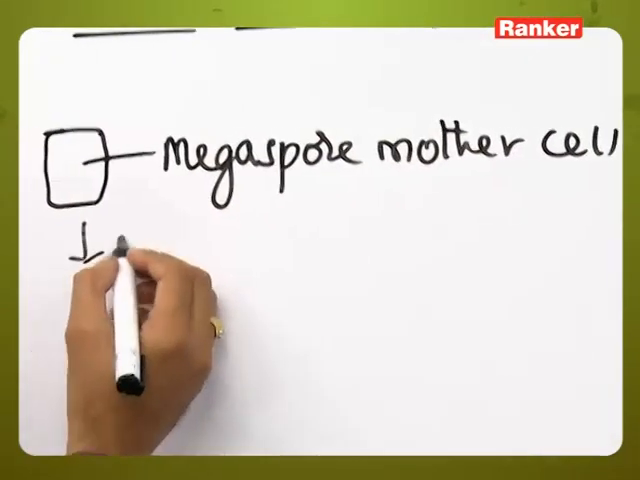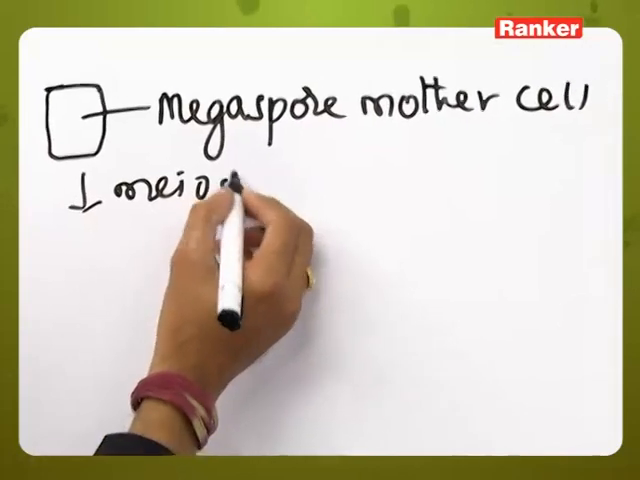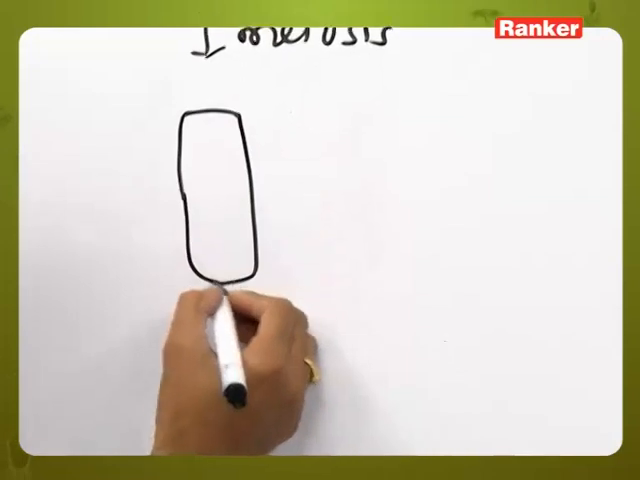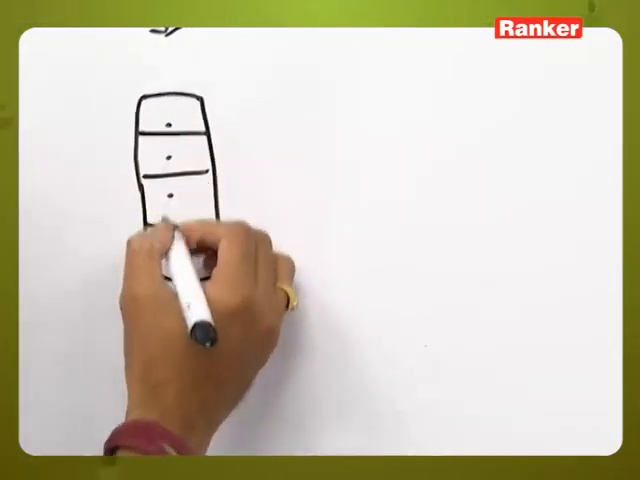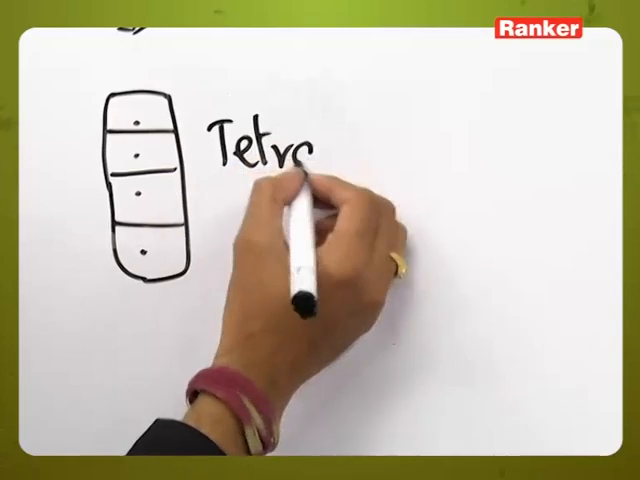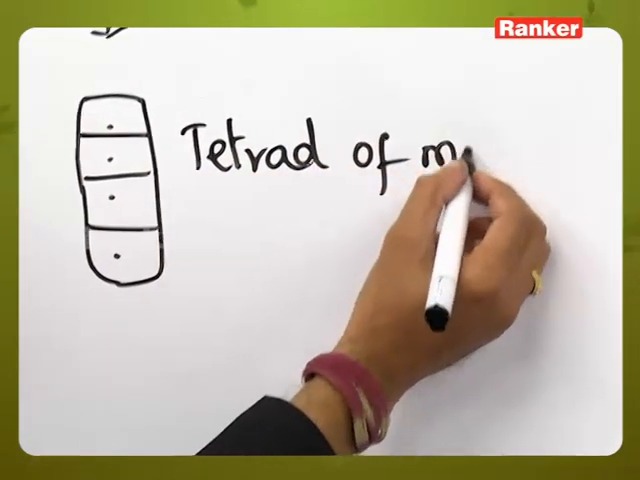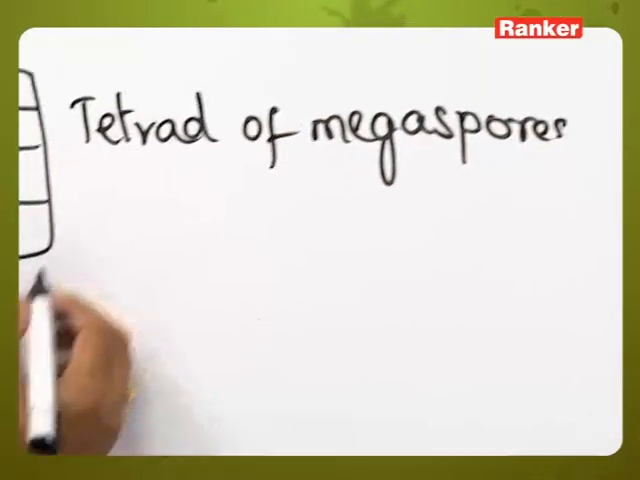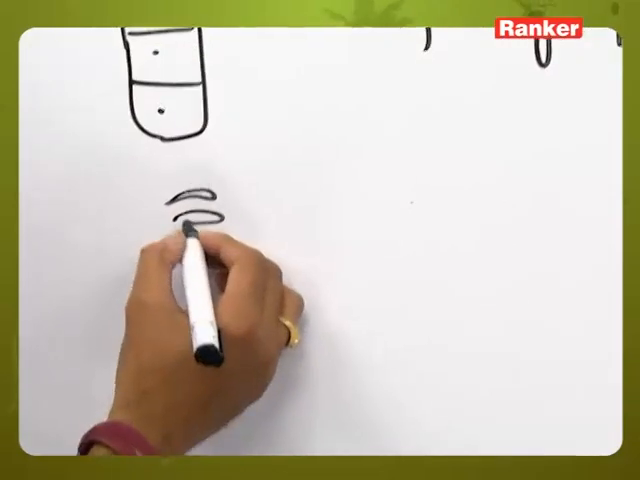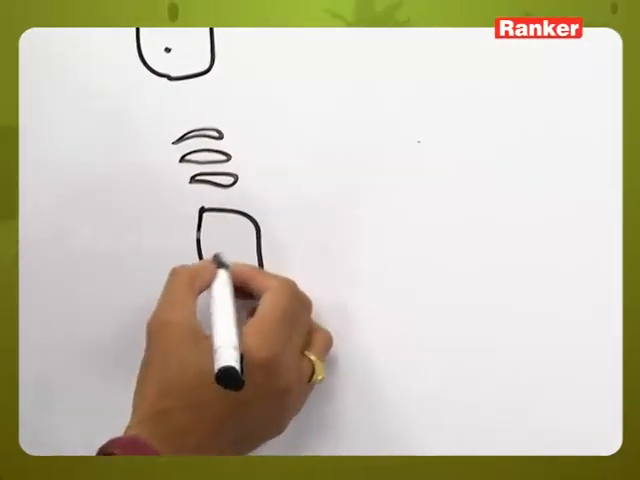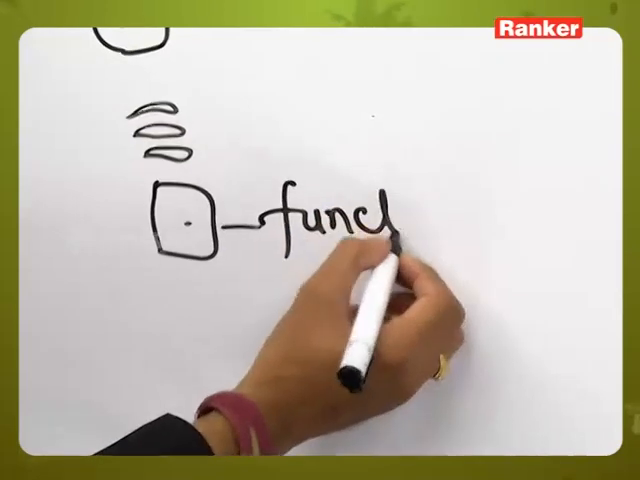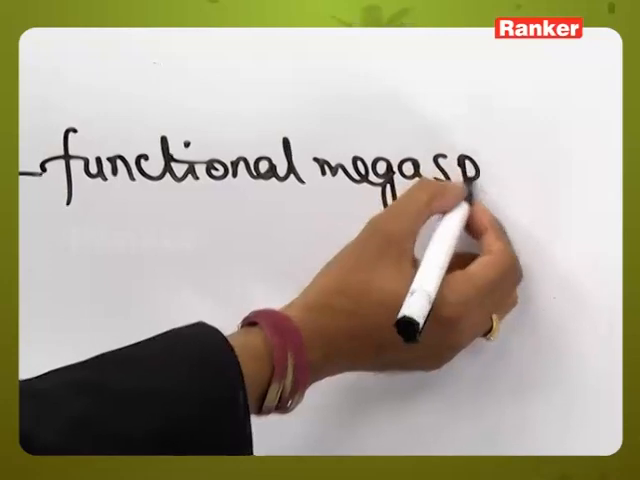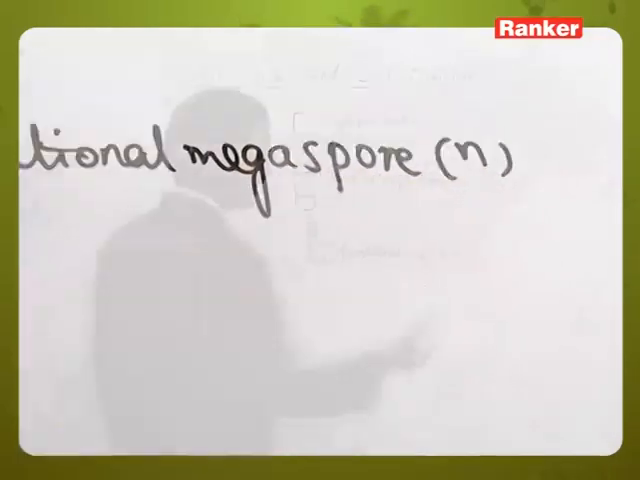So here the megaspore mother cell will undergo meiosis first and be converted into a linear tetrad of megaspores. Out of these, the upper 3 will degenerate and the lower functional megaspore will remain, which is haploid in condition.